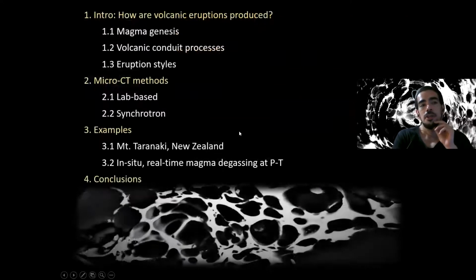So first, the contents of this presentation are going to be how volcanic eruptions are produced. First of all, magmagenesis, volcanic conduit processes, which are my main area of interest, and eruption styles. Second, methods to study these eruptions, which are microCT methods, lab-based and synchrotron-based X-ray microCT. Two examples from Mount Taranaki, New Zealand, and an experimental example, which is in situ real-time magma degassing at magmatic pressure and temperature, and some few conclusions.